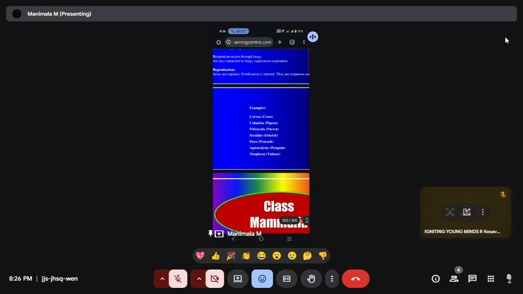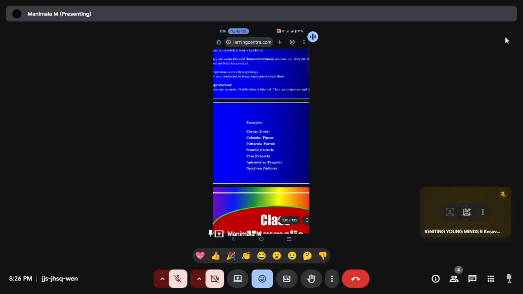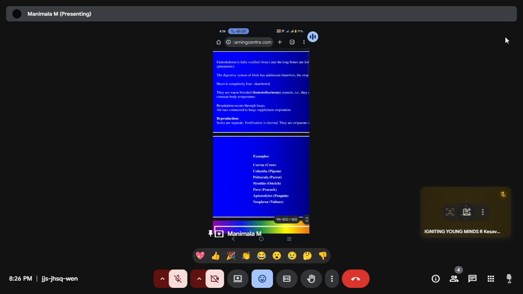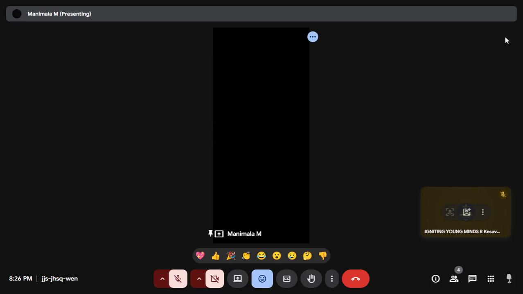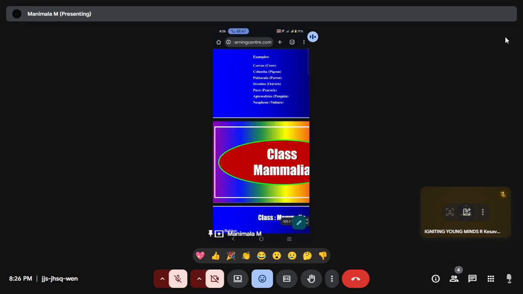Next is the circulatory system. It is almost like the human one. The heart has 4 chambers with 2 atria and 2 ventricles. Double circulation takes place. What is double circulation? Blood passes twice through the heart. Birds and mammals have a 4-chambered heart: one chamber for oxygenated blood and another for deoxygenated blood. This is the circulatory system.